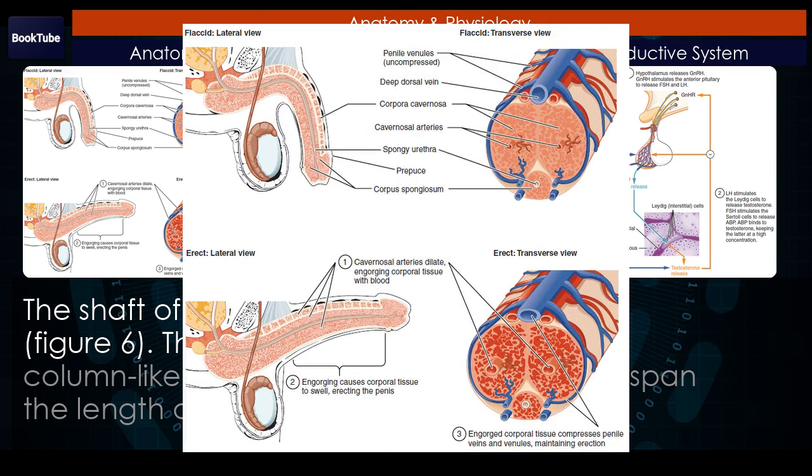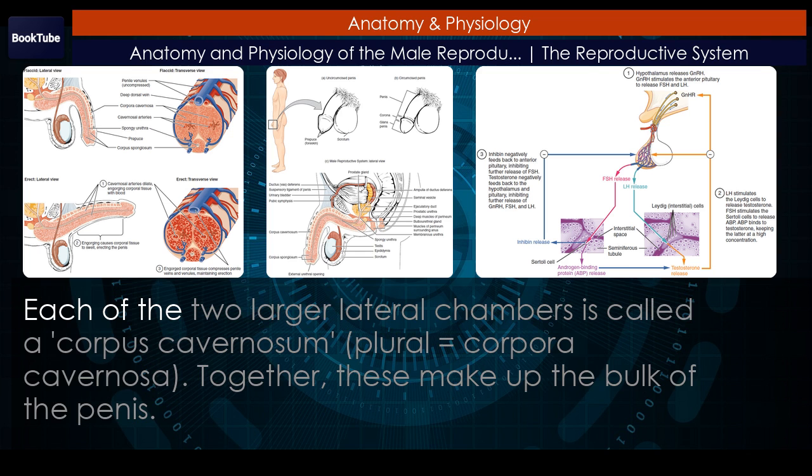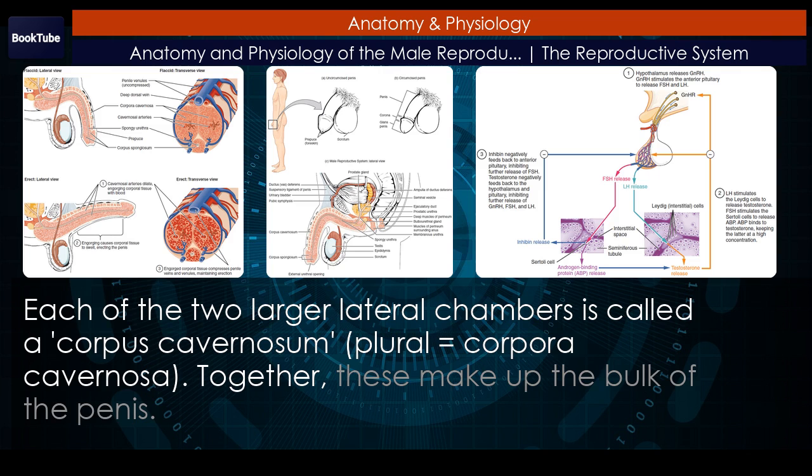Figure 6. The shaft is composed of 3 column-like chambers of erectile tissue that span the length of the shaft. Each of the 2 larger lateral chambers is called a corpus cavernosum. Plural equals corpora cavernosa.